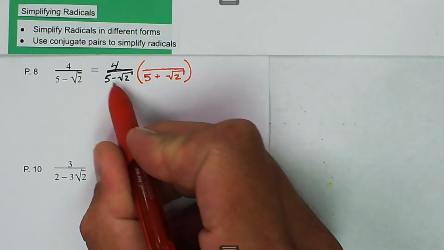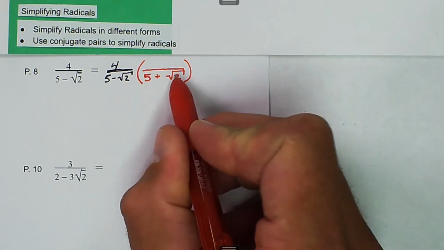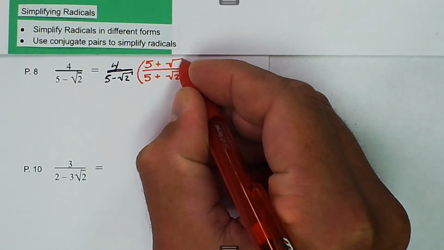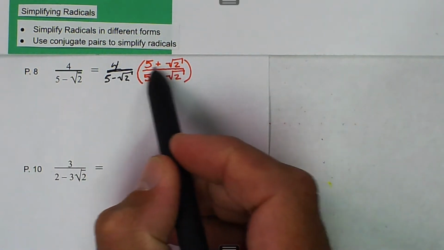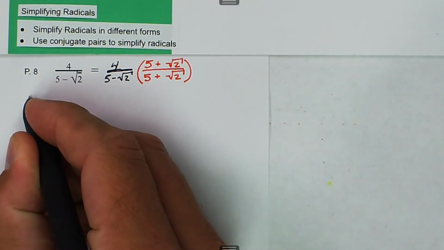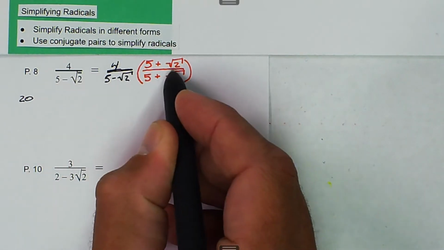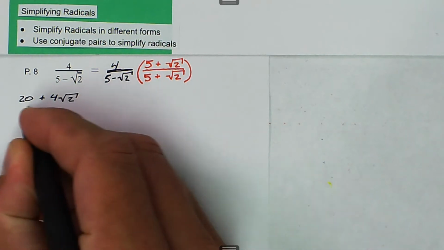So in order to make sure that I don't change the value of this expression, I have to multiply by 1. In order to make this 1, I just multiply by the same thing. So when I do this multiplication in the numerator, I just multiply 4 times both terms. So 4 times 5 is 20. And 4 times the square root of 2 is 4 square root of 2.